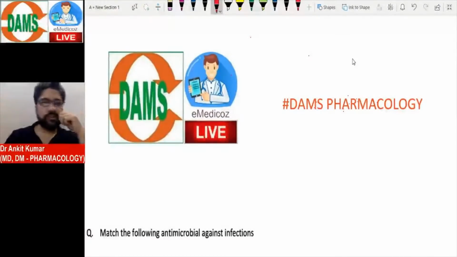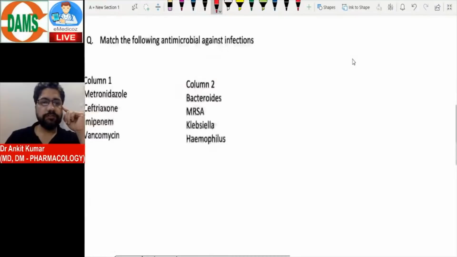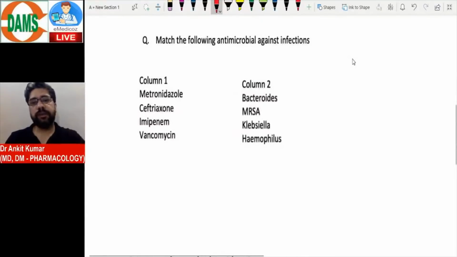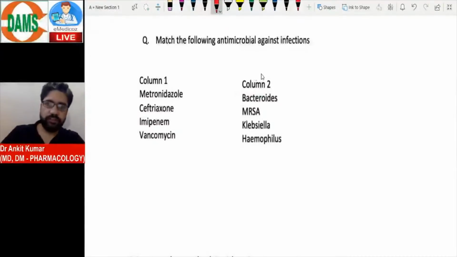Everyone, let's discuss certain INICET pharmacology questions which we have recalled. The first question is: match the following antimicrobial against the specific infections. So let's see what the answer is. The first option is metronidazole. Remember, metronidazole is the drug of choice for anaerobic bacteria.